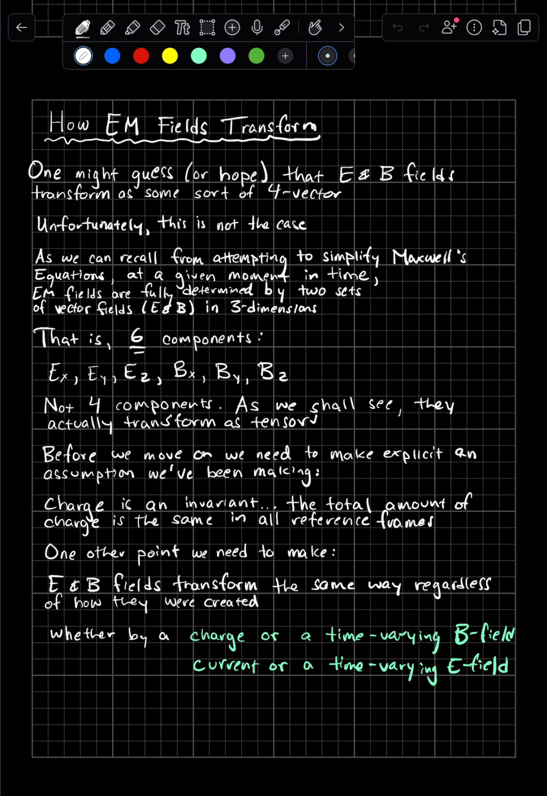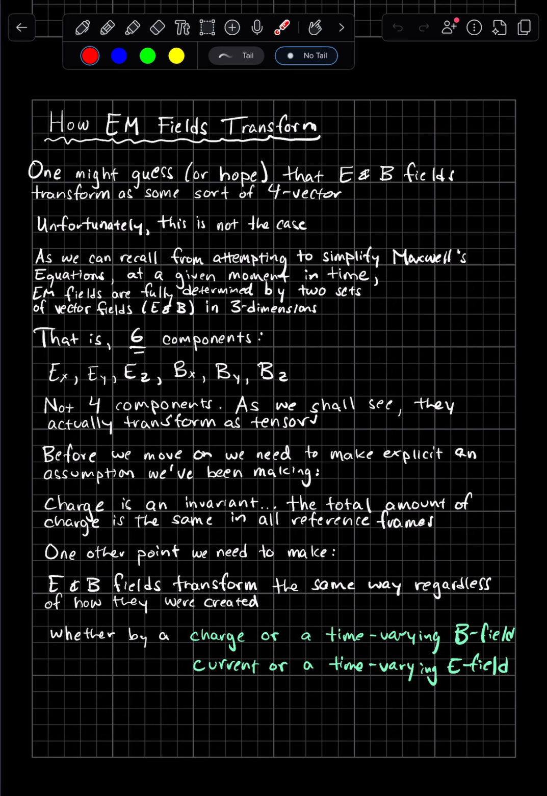Unfortunately, it's not the case because, as we can recall, when we were trying to simplify Maxwell's equations, if you want to describe a point in space and time and describe the EM fields, you need six components. You need the three E fields, Ex, Ey, and Ez, and you need the three B fields. And of course, that's six components, not four components. As we will see, the only way to do this is to actually transform E and B fields as tensors.